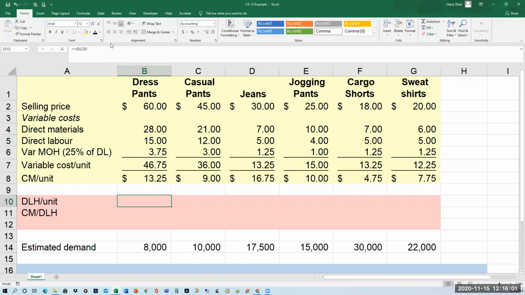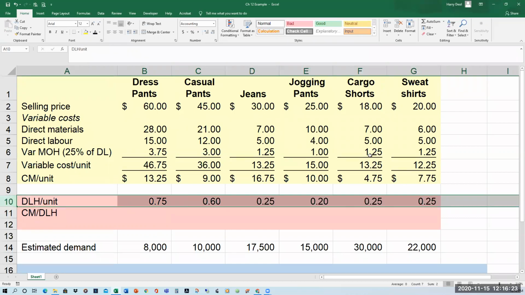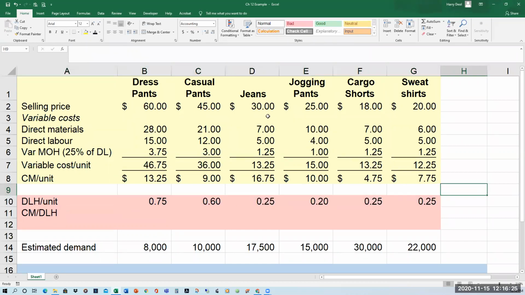$15 divided by the $20 wage rate gives us 0.75. That's how much labor time is needed to make a pair of dress pants. For the casual pants, the direct labor cost is $12. $12 divided by $20 per hour gives us 0.6 of an hour. Similarly, we calculate the direct labor time needed to make a pair of jeans, jogging short pants, cargo shorts, and sweatshirt.